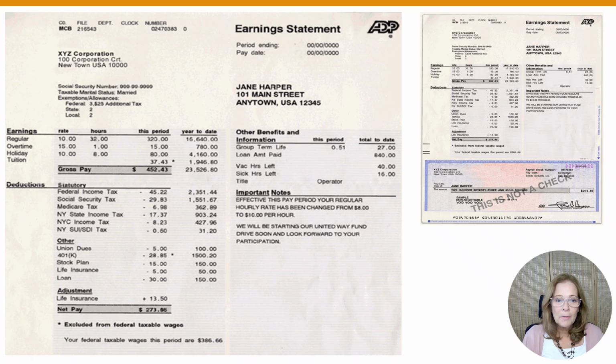Here's an example of an employee's paycheck generated by ADP, one of the largest payroll processing companies. We can see the name of the employer, XYZ, and the name of the employee, Jane Harper, Social Security, and tax information. The payroll information is for the current period, but also has year-to-date information. There are three major sections: earnings, deductions, and other benefits and information.